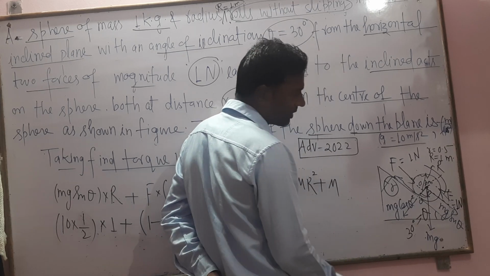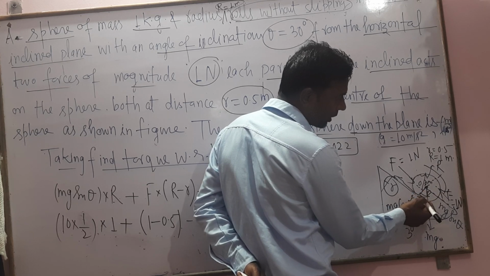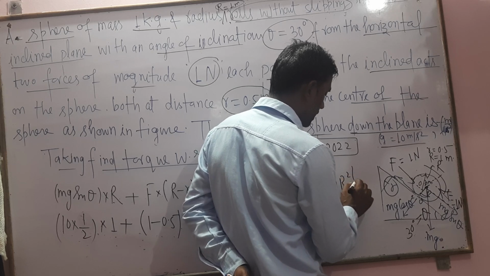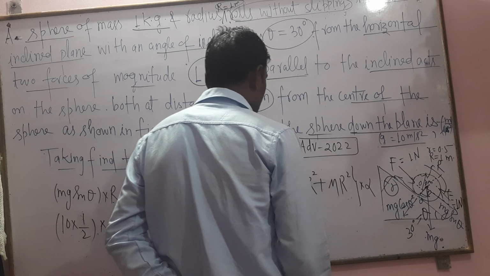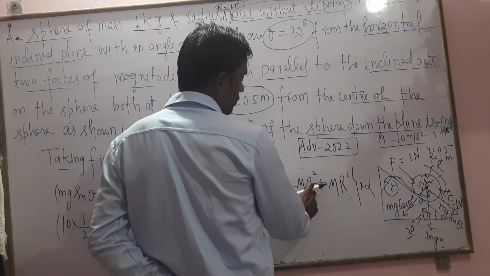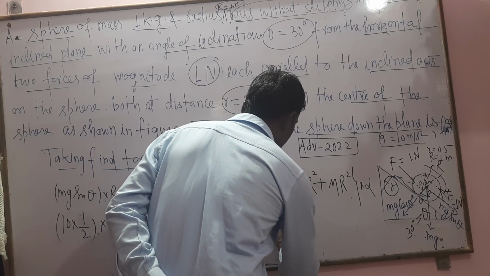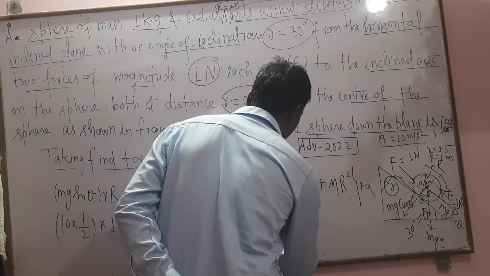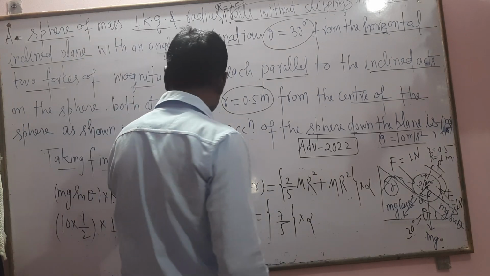What is distance D? This is point P, this is point O, this is the CM, so the distance equals capital R. With m equal to 1 and R equal to 1, we get 1 into 1 squared equals 1. So the total is 7 by 5 times alpha, and we are trying to find the value of alpha.